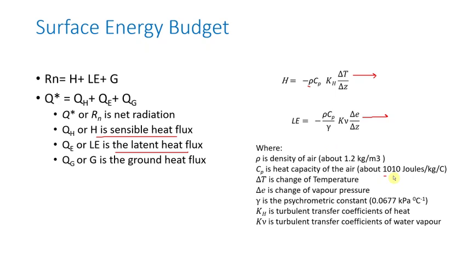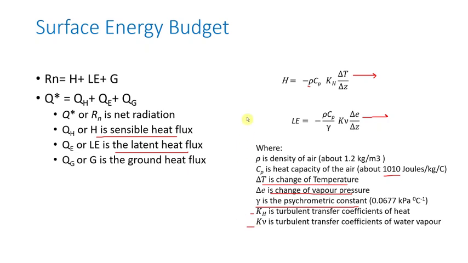This is also a constant of 1010 joules per kg per centigrade. Delta T is the change of temperature. Delta e is the change of vapor pressure. Gamma is the psychrometric constant, which we are also using in our Bowen ratio. Kh and Kv are turbulent transfer coefficients. Kh is for the heat and Kv is for the water vapor.